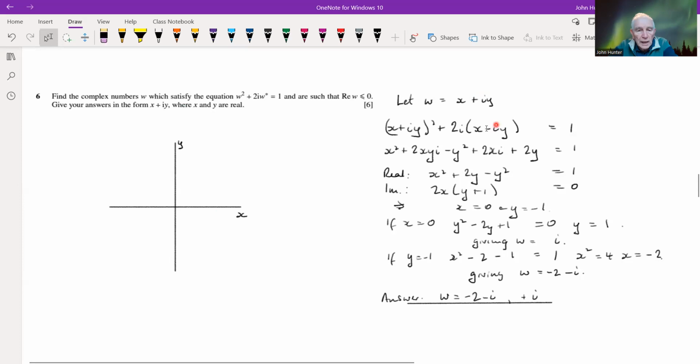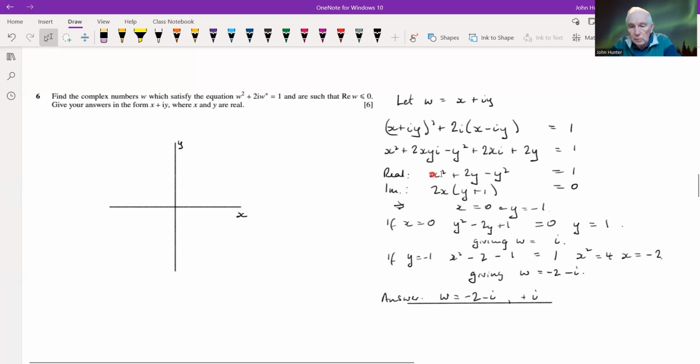So the way we do these, basically we've got to split it up, let W equals x plus iy. And then if we write out our equation, (x plus iy) squared plus 2i times (x minus iy), because we're using the conjugate, equals 1. We expand all that out, multiplying out, and of course i squared equals minus 1. Right, we've got a complex number equation here, and that's only going to be true if the real part of the left-hand side equals the real part of the right-hand side, and the imaginary part of the left-hand side equals the imaginary part of the right-hand side.